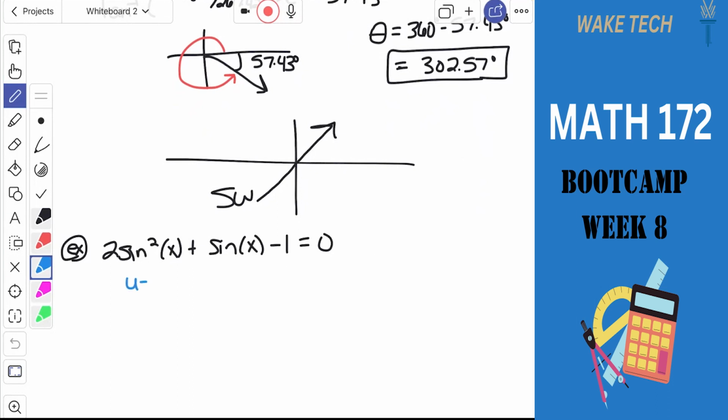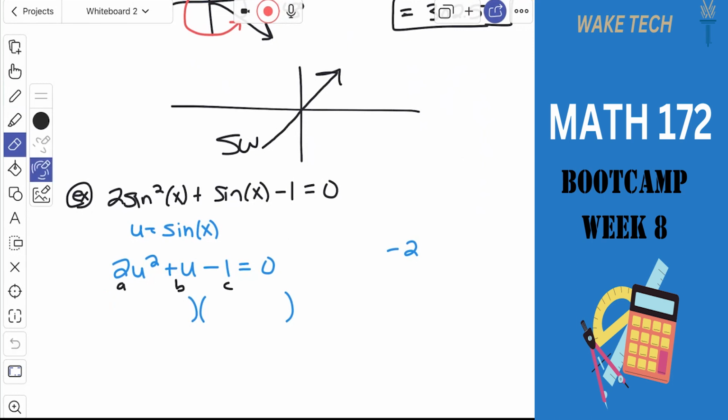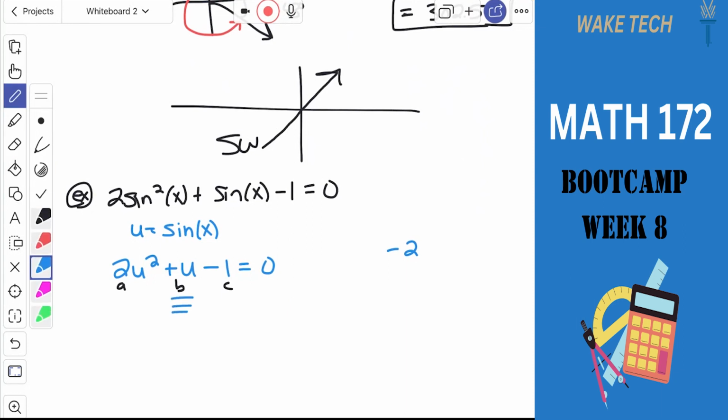We'll use a substitution, u equals sine x. And so we can rewrite this as 2u squared plus u minus 1. And then we can factor this. Anytime the leading coefficient is not 1, we can use what's called the AC method. A, B, and C refer to the coefficients; A and B are the coefficients for their terms, C is the constant term. How the AC method works is we multiply A times C to get -2. What we do with -2 is look for factors of -2 that add to +1, that middle term.